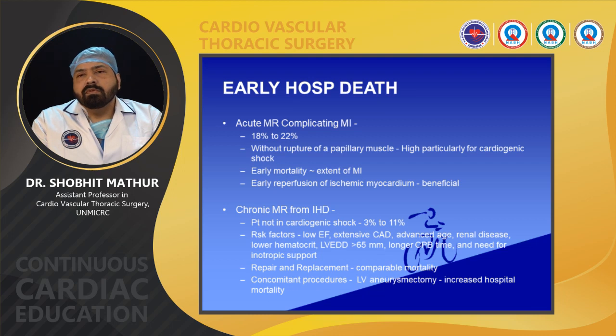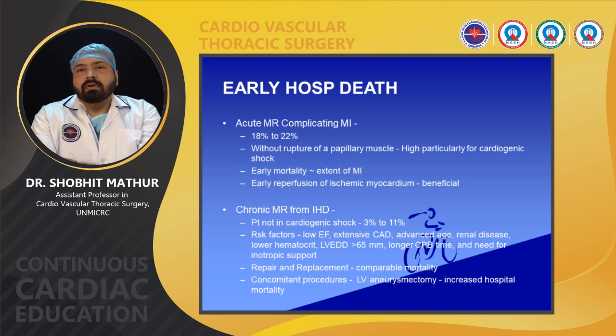Repair and replacement both have comparable mortality. If concomitant procedures are done with the surgery for chronic MR, for example, resection of an LV aneurysm, LV aneurysmectomy, then the hospital mortality gets increased.